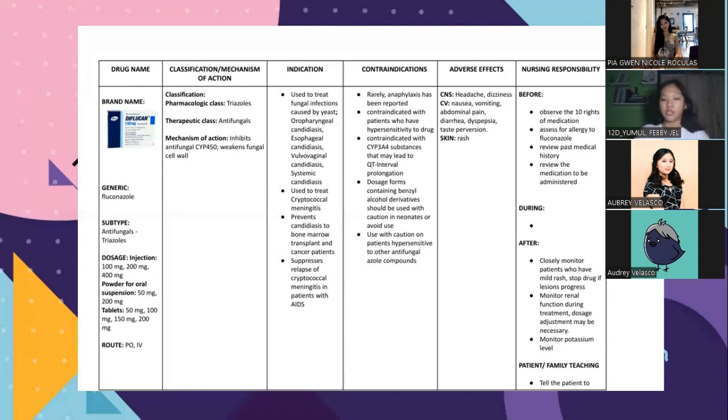As student nurses or future nurses, our responsibility is to observe the 10 rights of medication, assess for allergy to fluconazole, review past medical history, and review the medication to be administered. Use cautiously in patients with renal impairment, monitor potassium level, closely monitor patients who have mild rash, stop drug if lesions progress, and monitor renal function during treatment. Dosage adjustment may be necessary.